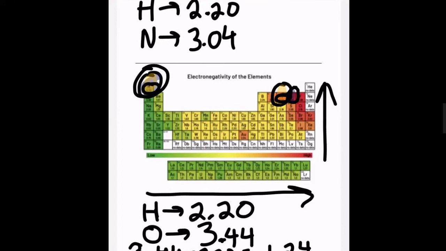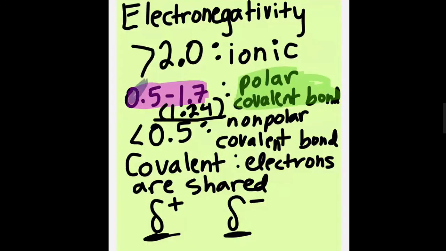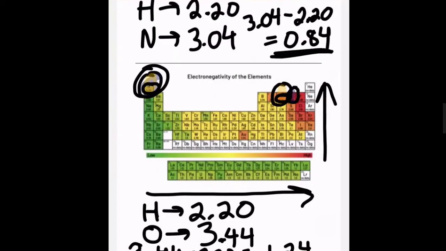Additionally, if we try to find out if the nitrogen and hydrogen bond is a covalent or ionic bond, we can find the electronegativity difference. So 3.04, which is the electronegativity of nitrogen, minus 2.20, which is the electronegativity of hydrogen, equals 0.84. So 0.84 is between 0.5 and 1.7. So I'll write 0.84 as well. So basically we found 0.84 over here.